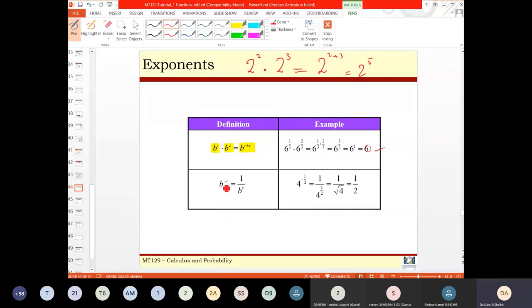If I have b to the power -r, this is the same as 1 over b to the power r. Example, if I have 4 to the power -1/2, this is 1 over 4 to the power 1/2. This is 1 over the root of 4. This is 1/2. Okay? Clear?